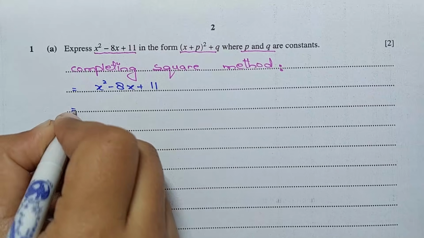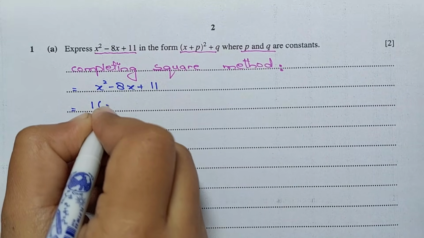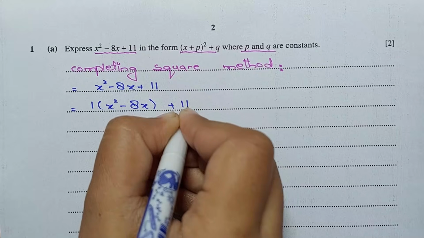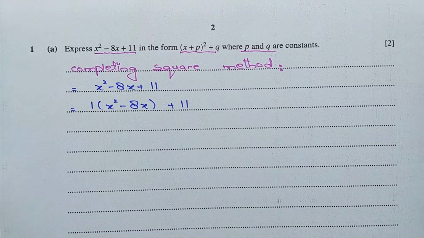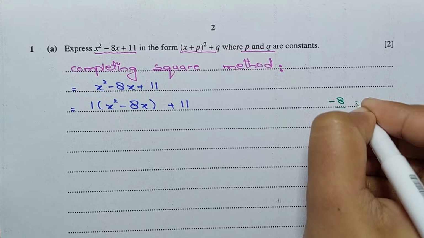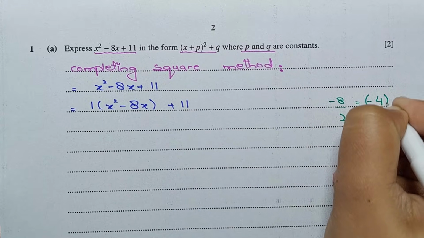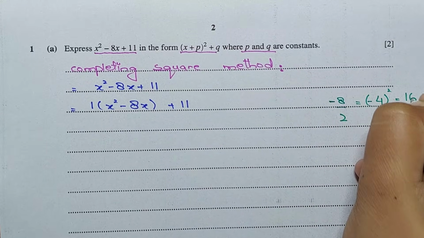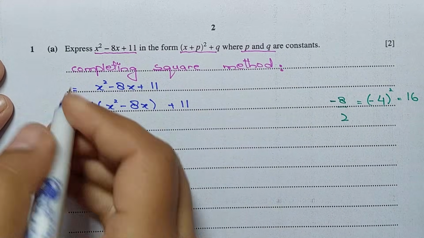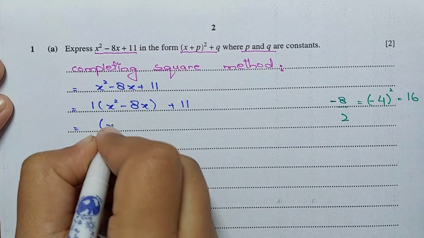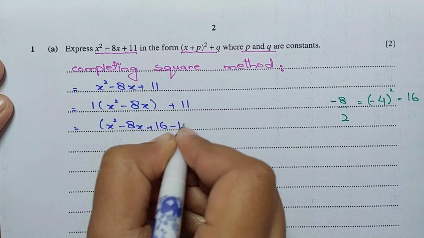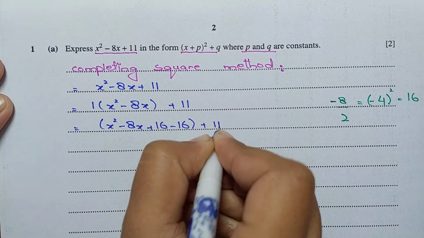In the first step, take the coefficient of x squared common from the first term and the second term, and the third term is as it is. Now in the next step, take the coefficient of x, which is negative 8, divided by 2, you will get negative 4, take its square, you will get 16. So add and subtract 16 inside the bracket. Now this is x squared minus 8x plus 16 minus 16 and plus 11.